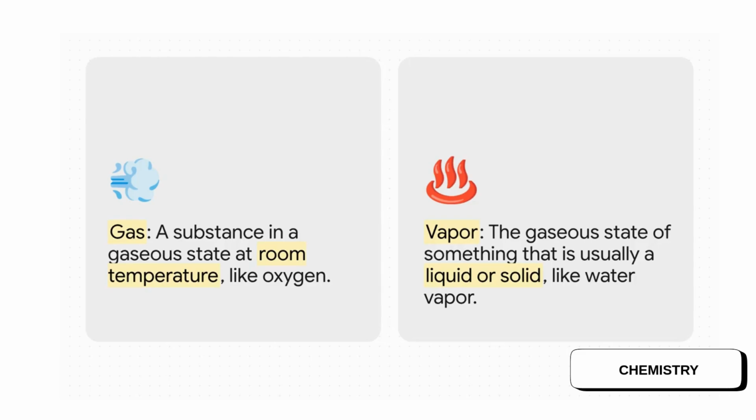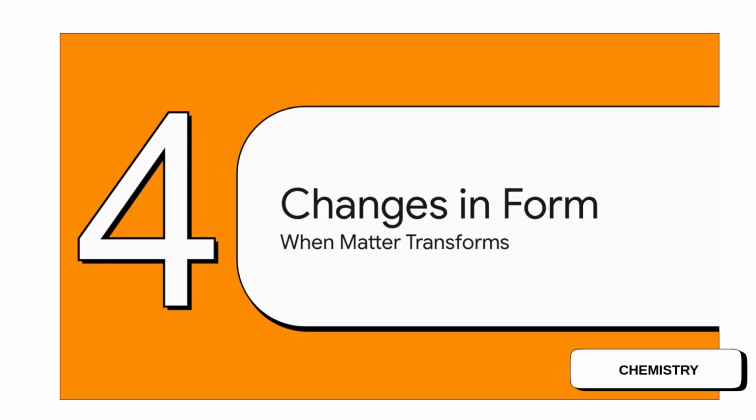Oh, and here's a quick little detail that's actually pretty important. We tend to use gas and vapor like they're the same thing, but in chemistry, there's a slight difference. Gas is for stuff like oxygen or helium that's already a gas at room temperature, whereas vapor is what we call the gassy version of something that's normally a liquid or solid, like water vapor rising from a pot of boiling water.